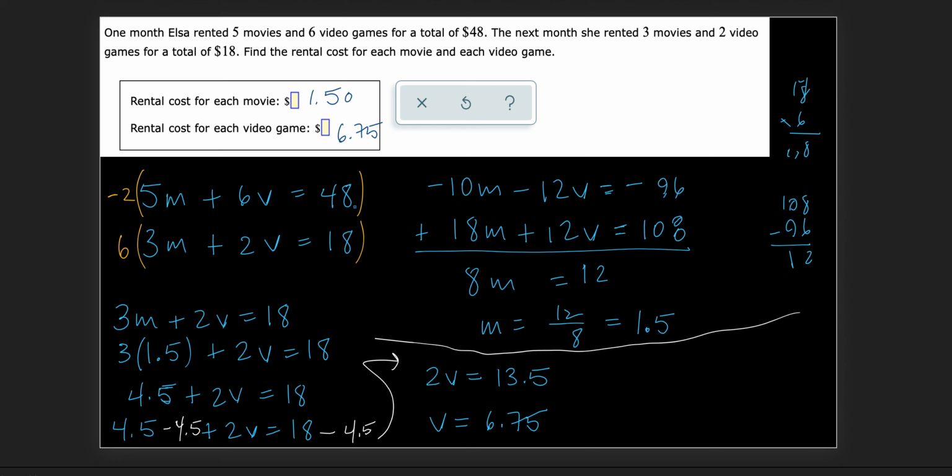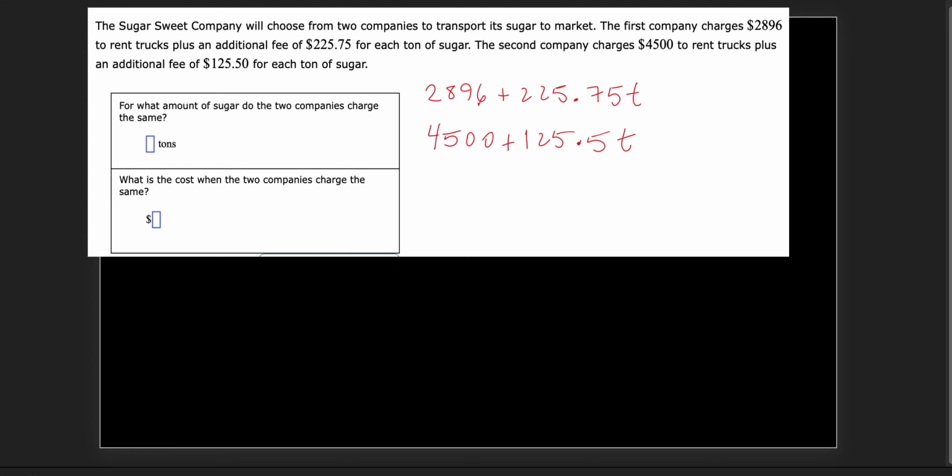Wow. Rent a movie for $1.50. I remember I used to work at a dollar theater in college, and movies were actually $1.